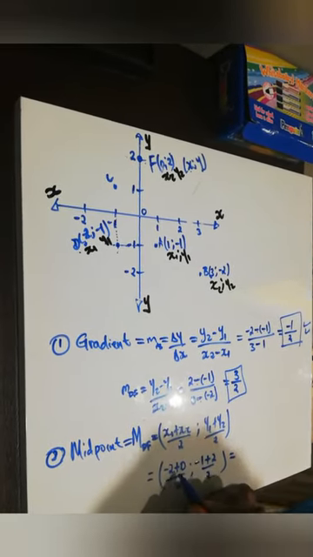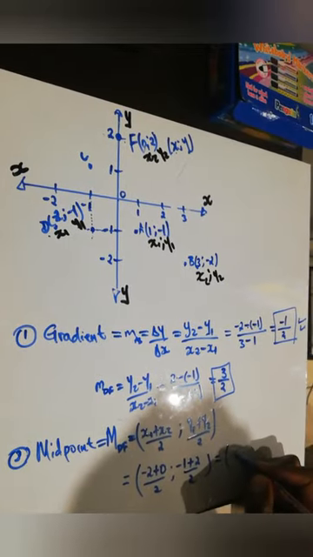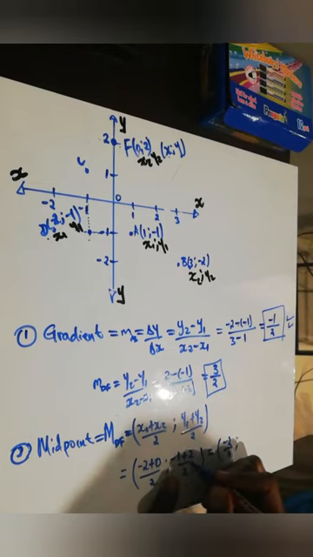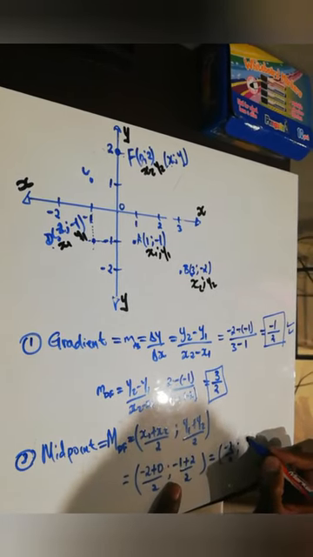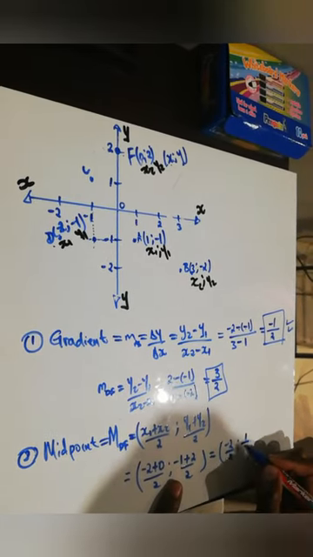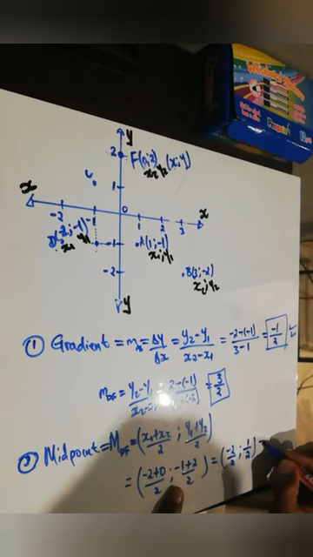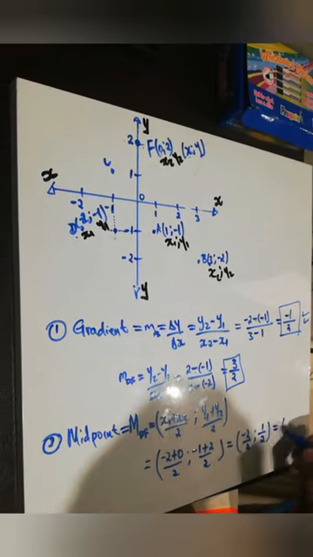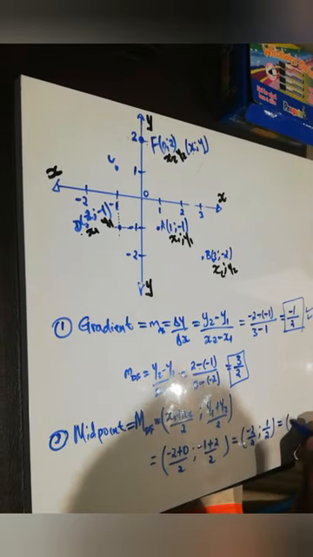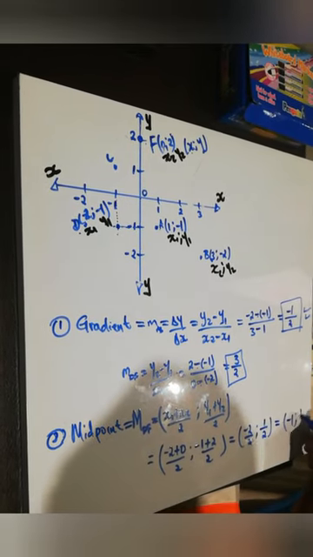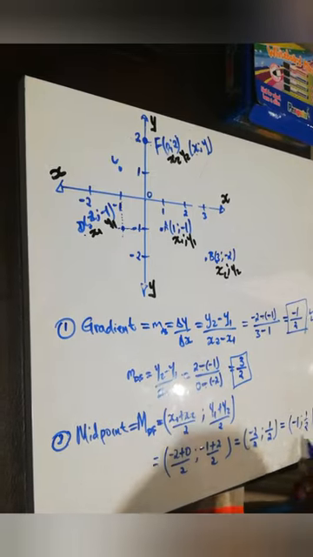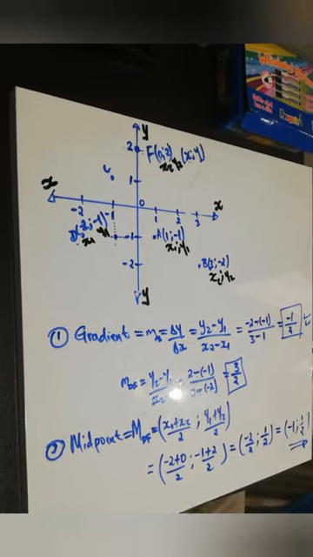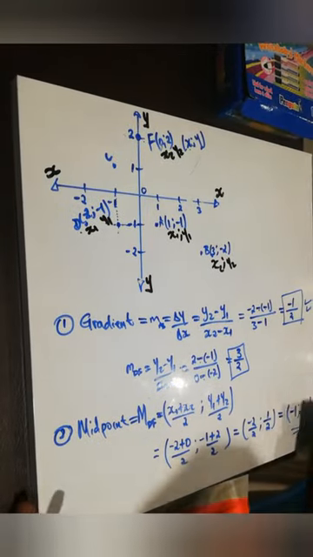Therefore, -2 plus 0 is just -2, all over 2. -1 plus 2 is +1, all over 2. And therefore, the midpoint between D and F will be -2 divided by 2, which is -1, and then we have 1 over 2 here. So this is the midpoint of DF.